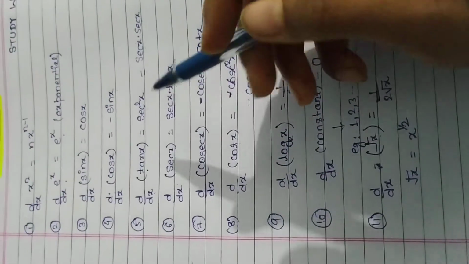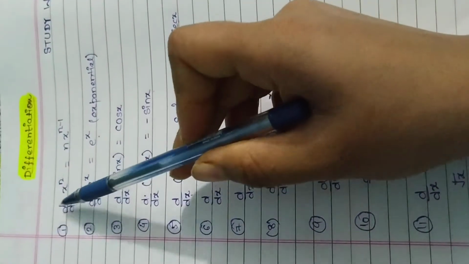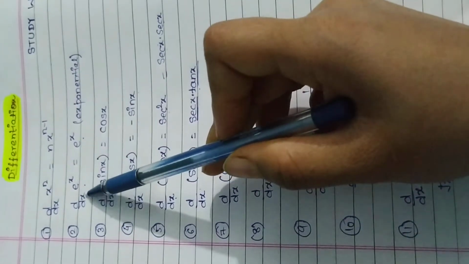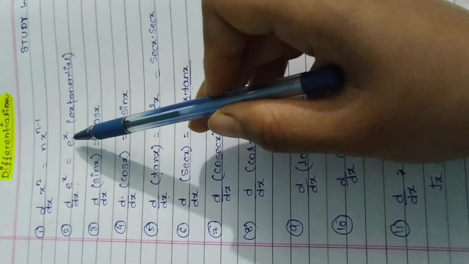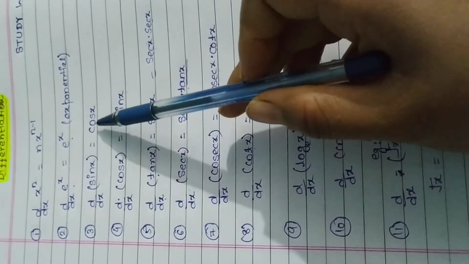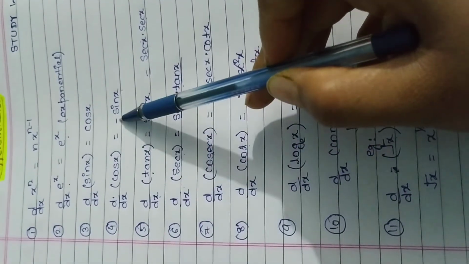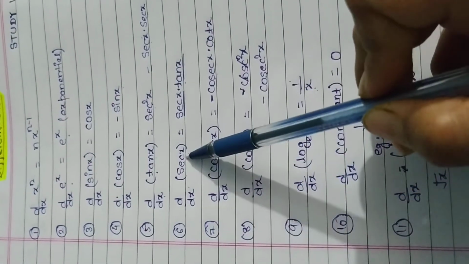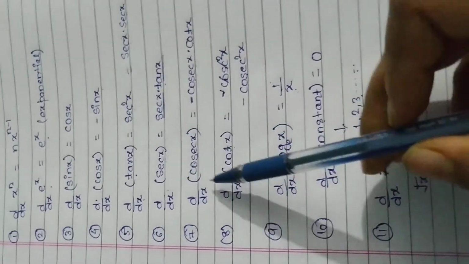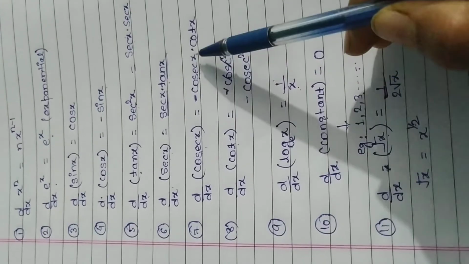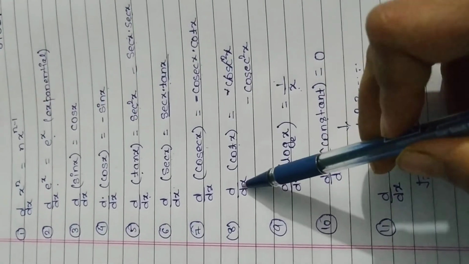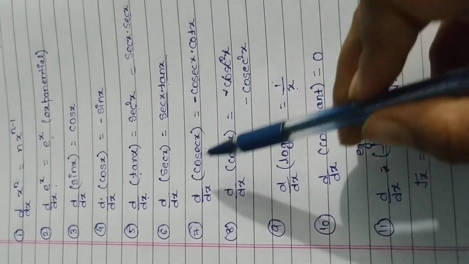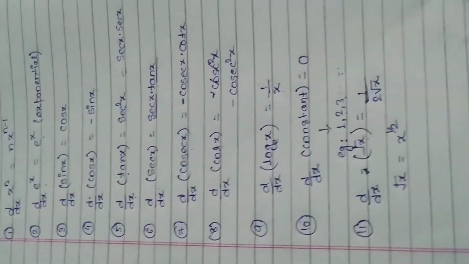Let me just repeat it once again. d by dx x to the power n is n into x to the power n minus 1. d by dx of the exponential term is just the same, e to the power x. d by dx sin x is cos x and d by dx cos x is minus sin x. d by dx tan x is sec square x. d by dx sec x is sec x into tan x. d by dx cosec x is equal to minus cosec x into cot x. d by dx cot x is equal to minus cosec square x, which is correlated.